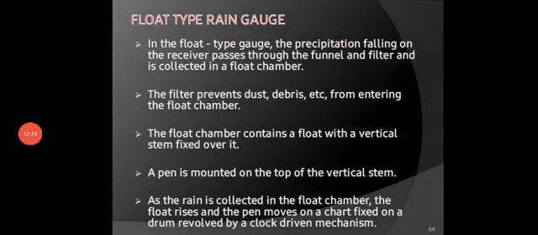Next is the float type rain gauge. In the float type gauge, the precipitation falling on the receiver passes through the funnel and filter and is collected in a float chamber. The filter prevents dust, debris, etc. from entering the float chamber. The float chamber contains a float with a vertical stem fixed over it. A pan is mounted on the top of the vertical stem. As the rain is collected in the float chamber, the float rises and the pan moves on a chart fixed on a drum, revolved by a clock-driven mechanism.